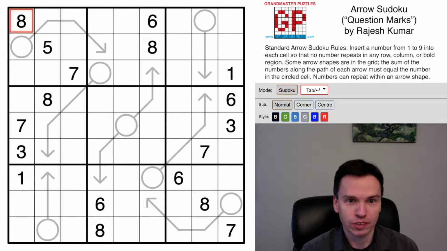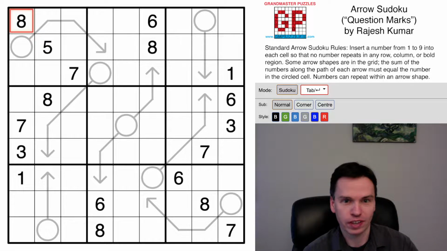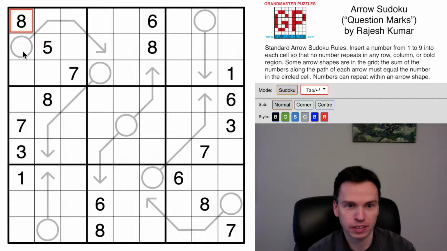We're here to solve this Arrow Sudoku by Rajesh Kumar called Question Marks, and it's a pretty interesting puzzle. I think it actually tested with a pretty wide solving range of times. It's not necessarily difficult in any spot, but it's got a fairly narrow solving path.